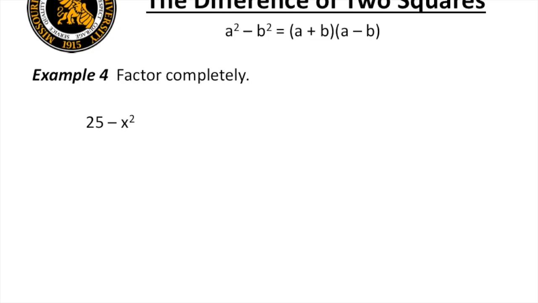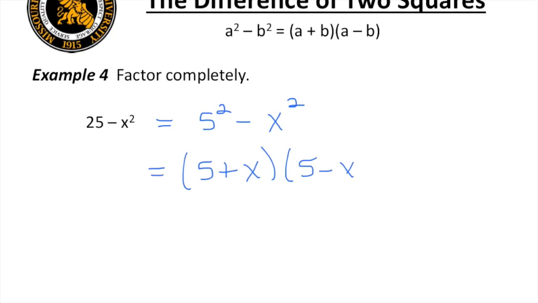The binomial in example 4 is 25 minus x squared, and we're asked to factor. Again, notice that the first term can be written as 5 squared, and the second term is x squared. So we have a difference of two squares that can be factored as 5 plus x times 5 minus x.